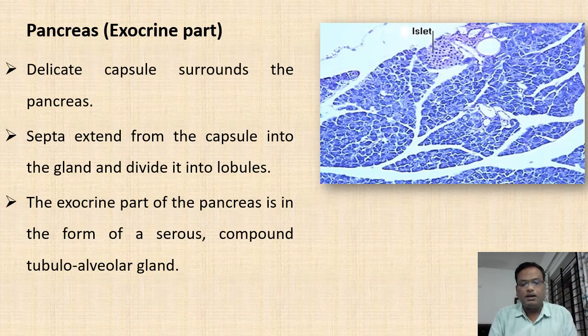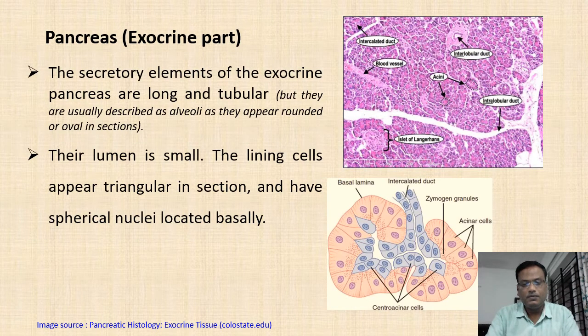So the exocrine part of the pancreas is in the form of a serous, compound, tubulo-alveolar gland. So that is how the structure appears, tubulo-alveolar gland, because alveolar tissue is there, and tubules are there to carry the secretion of these cells. Now, let us continue with the study of the exocrine part. The secretory elements of the exocrine pancreas are long and tubular.